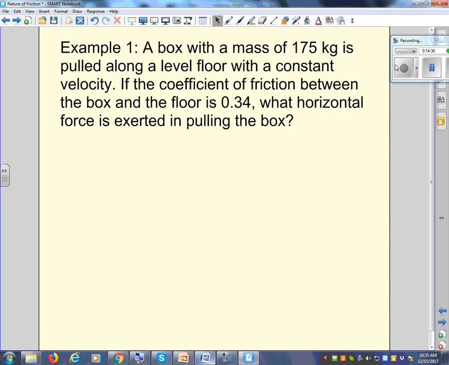All right, so you've been given the background theory here on friction. Let's look into more of the math. A box with a mass of 175 kilograms is pulled along a level floor with a constant velocity. Now, constant velocity is important. Why is that important? What does that mean? If the velocity is constant, the forces are equal, balanced. Net force is 0. If the coefficient of friction between the box and the floor is 0.34, what horizontal force is exerted in pulling the box?